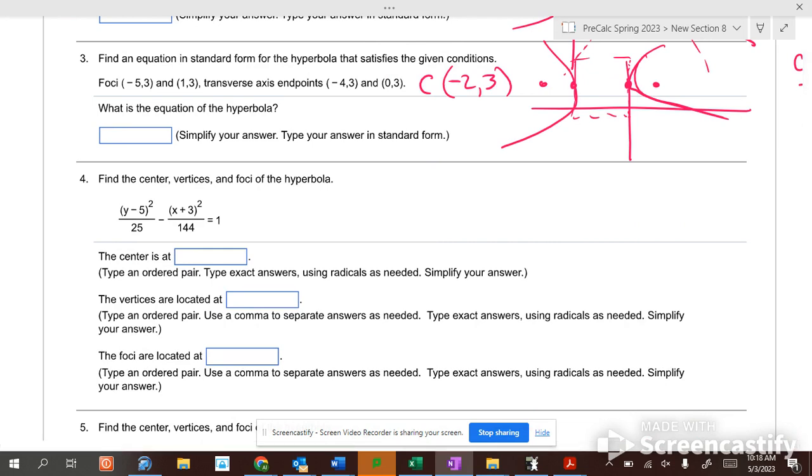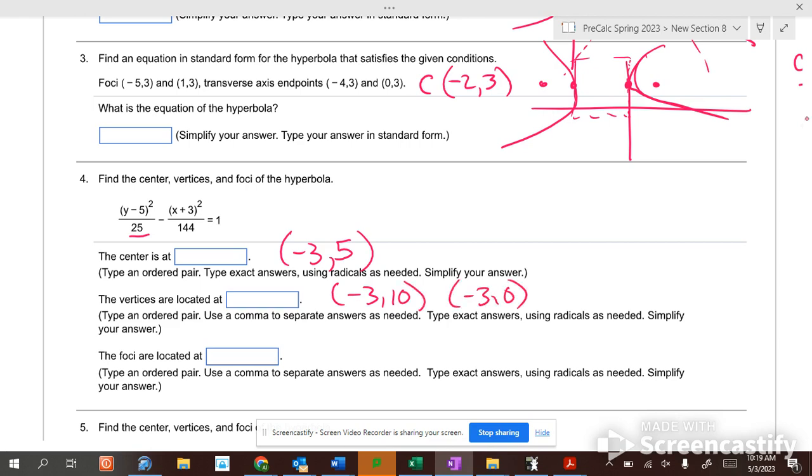Well, this is actually pretty easy. Okay, where's the center at? -3, 5. Very good. Okay, the vertices are on the major axis. They're how far away from your center? 5. So is this an up, down, or right, left? Up, down. So we go 5 each way from here. So your vertices are at -3, 10 and -3, 0.